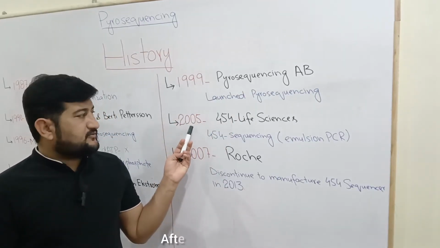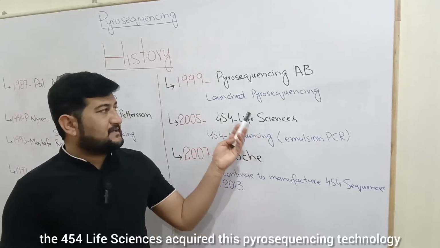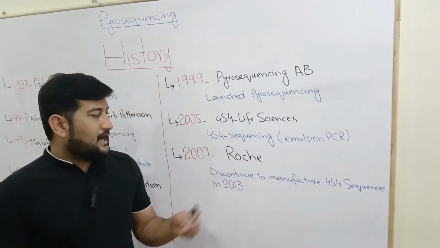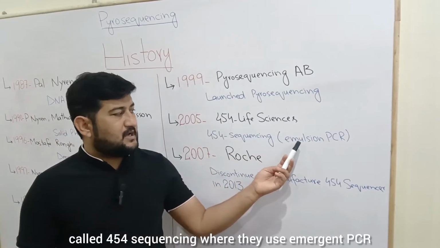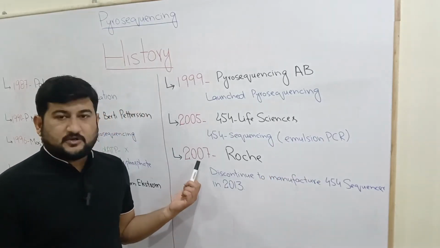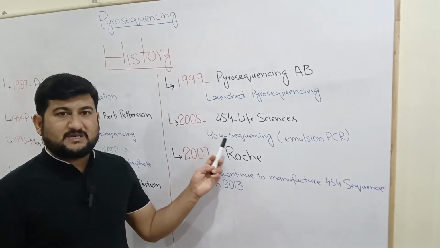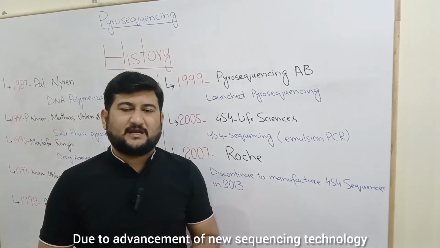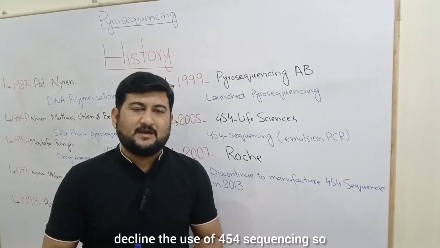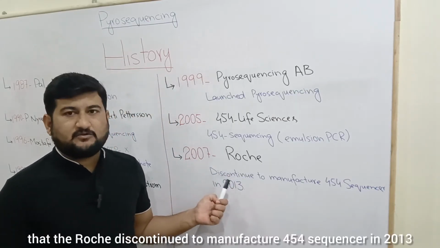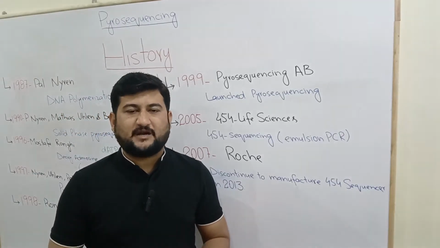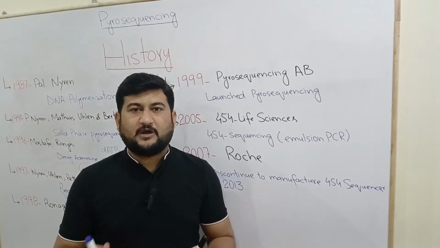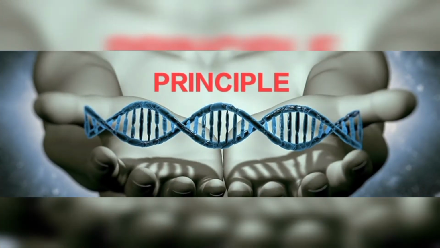After six years, in 2005, 454 Life Sciences acquired this pyrosequencing technology and developed it into a high throughput sequencing technology called 454 sequencing, where they use emulsion PCR. In 2007, the 454 sequencing technology was acquired by Roche. Due to the advancement of new sequencing technology, the use of 454 sequencing declined, so Roche discontinued manufacturing the 454 sequencer in 2013. In this way, many scientists contributed their work to the successful development of pyrosequencing technology.